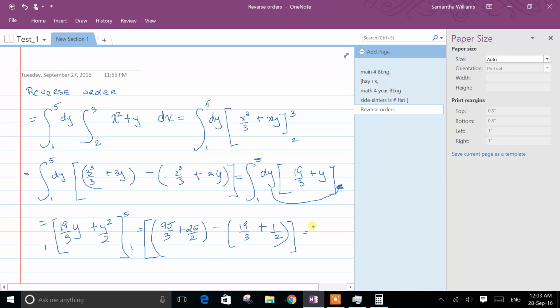That gives us 76 over 3 plus 12, and finally that works out to be 112 over 3. And now we can see, as suspected, that we are correct because the two values are the same.